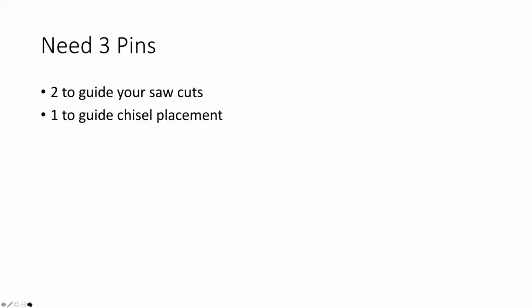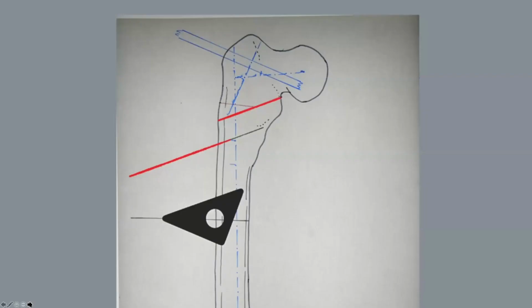I find that the pins get in the way of my saw blade a little bit. So you'll need those 2 pins, and then you need 1 pin that's going to guide where your blade plate seating chisel goes. And that's really what you have to do, but you have to do a lot of things in order to get those pins in the right place and to be precise.